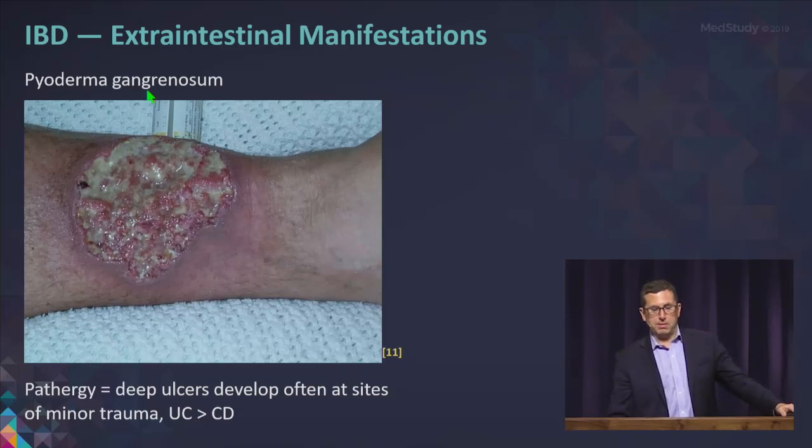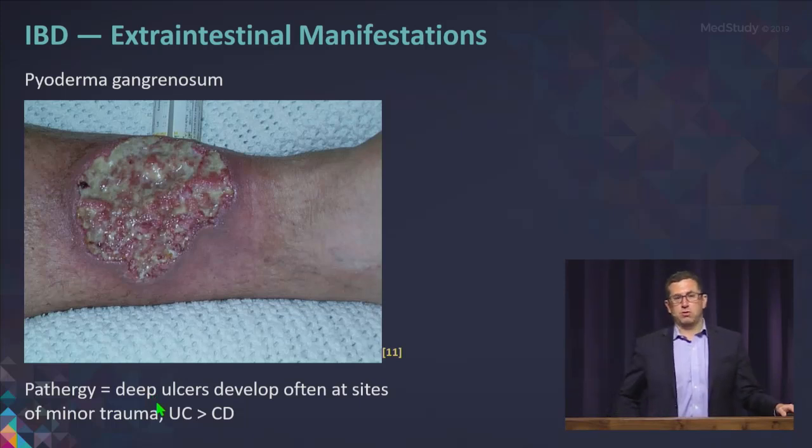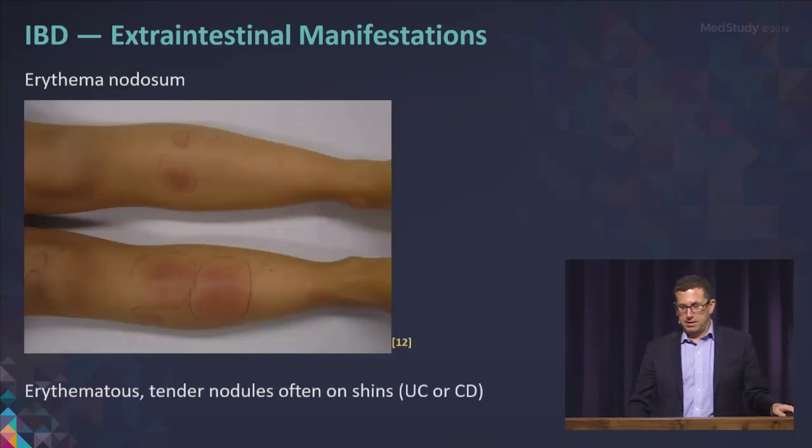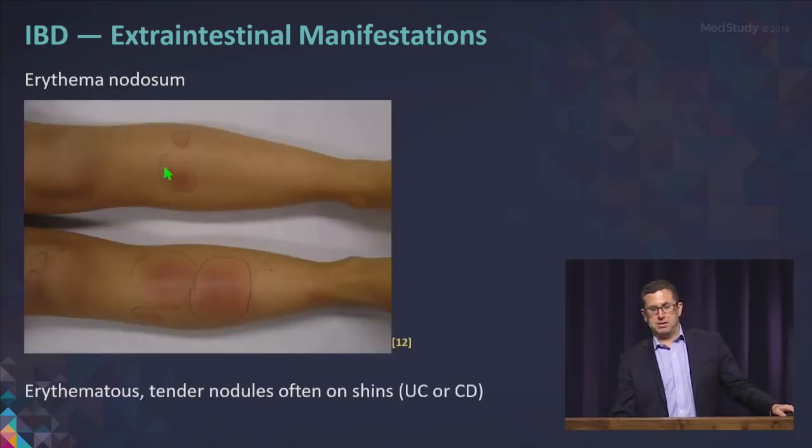So here's a slide showing pyoderma gangrenosum. This is really an unfortunate condition. It's characterized by pathergy, which means deep ulcers developing at sites of minor trauma. It could be seen in ulcerative colitis or Crohn's disease, but typically it's more common in ulcerative colitis. And then here's erythema nodosum. So you get like these tender red nodules, generally on the shins or extensor surfaces. And this could be seen in ulcerative colitis or Crohn's disease.